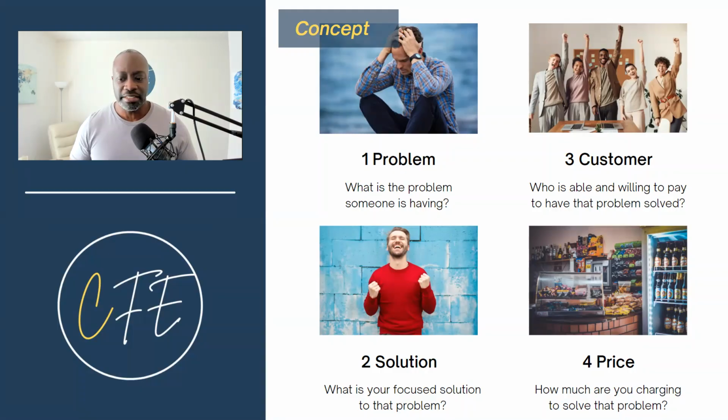Number 4, price. Now you know what the problem is, you've got a solution, and you know who your customer is. How much are you charging that customer to have that problem solved? Are you charging $100 a month to get the grass cut? Charging $25 a week to get your grass cut? What's the price you're charging to deliver that solution to your customer?